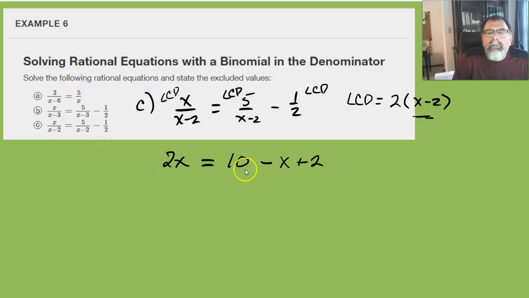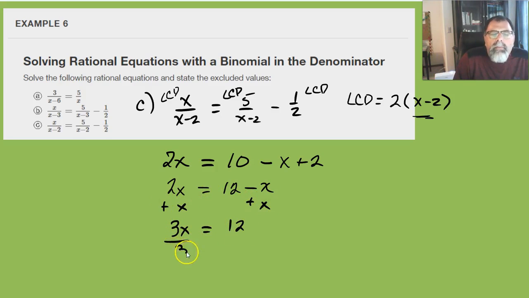I'm going to combine like terms, simplify the sides. Then I'm going to add x, get all the variables on one side, and then divide by the 3. So x is 4. We can note that for our domain, x cannot equal 2. Our solution's 4, so that one's fine. So our solution set's just the number 4.